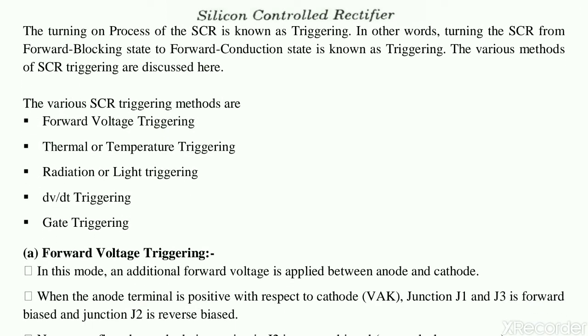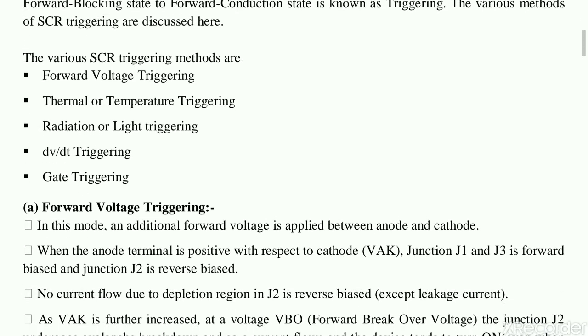The first one is forward voltage triggering. The second one is thermal or temperature triggering. The third one is radiation or light triggering. Fourth is dV by dt triggering, that is change in voltage triggering. And the last one is gate triggering. Among those, gate triggering is very popular. So let's see the first one.